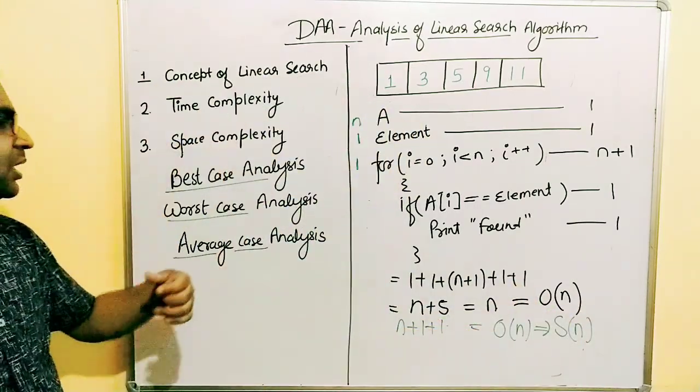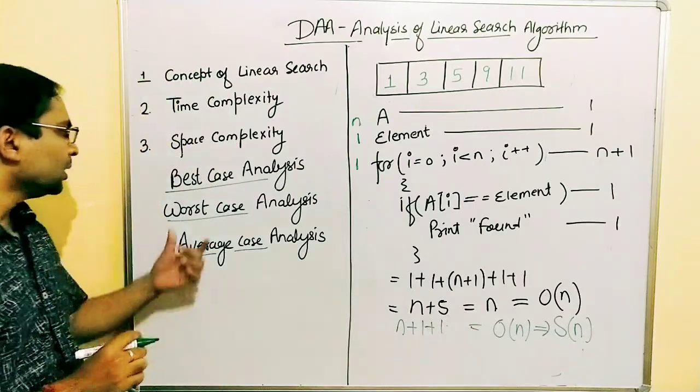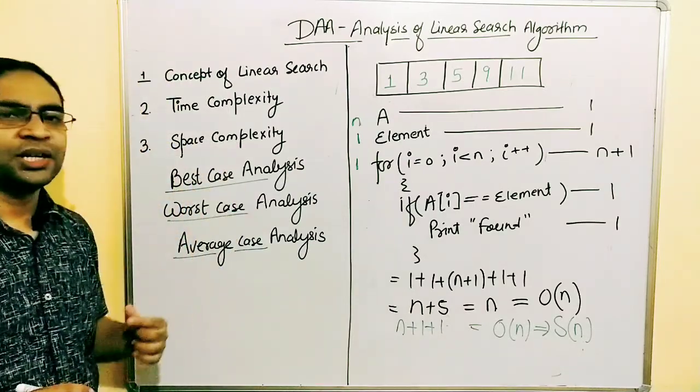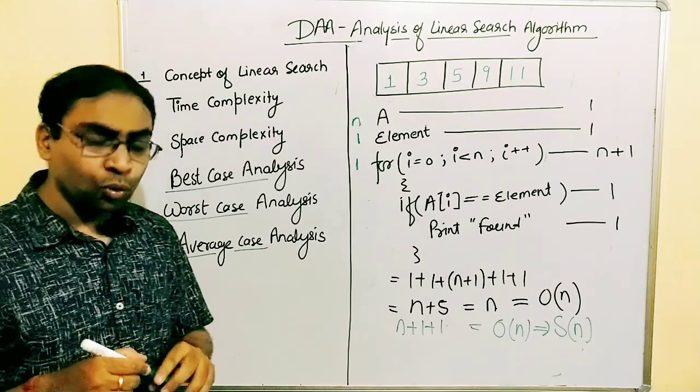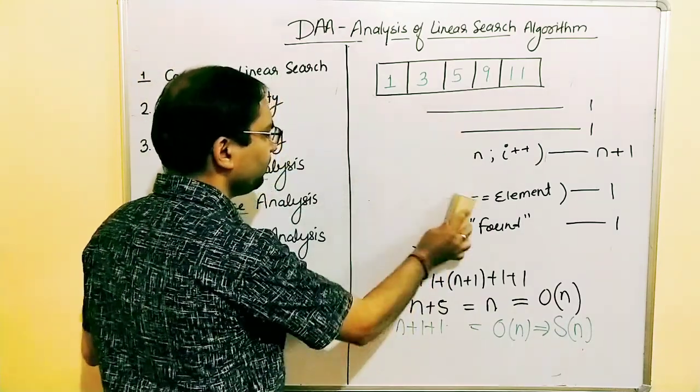The space complexity also comes to be order of n. Now let's discuss these three cases: best case, worst case and average case. What do we mean by the best case? What could be the best case?